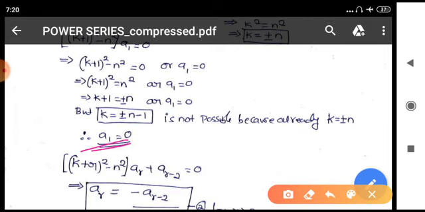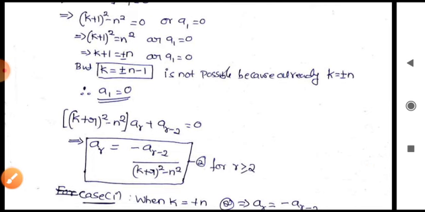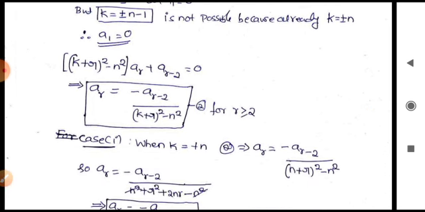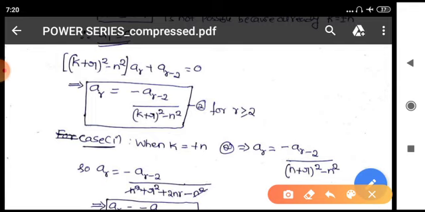Now we will equate the coefficient of x power k plus r to 0. What we get is ((k plus r) whole square minus n square) into a r plus a r minus 2 is equal to 0. So from this, a r is equal to minus a r minus 2, if you take it to the other side, divided by (k plus r) whole square minus n square. We will call this equation 2, and this equation 2 is valid from r equal to 2 to infinity, or we can write it as r greater than or equal to 2.